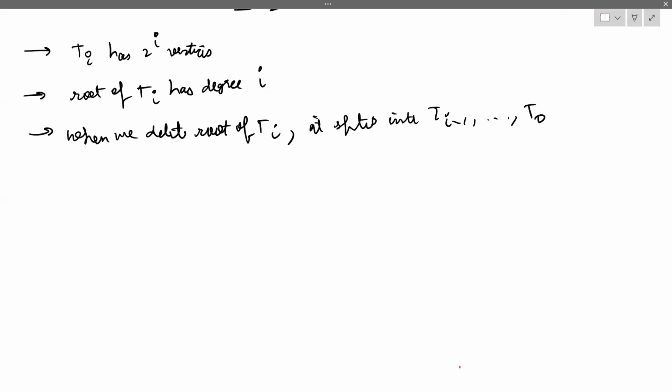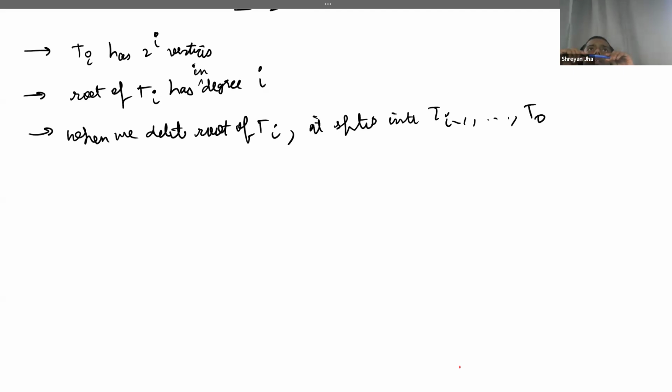So a Ti's root has degree I. Yes, degree I. And we know that when a vertex points to another vertex, it means that it's bigger than that. So I guess we have to take the vertex with the maximum degree, which will be the maximum, I think. Yes, something like that. We want to use the fact that in a certain tree Ti, the maximum is its root. That is the key detail that we must somehow incorporate.